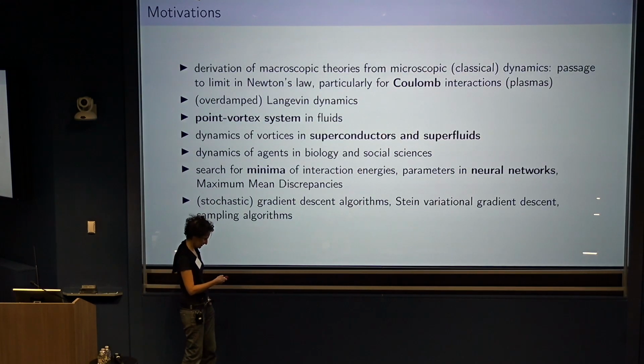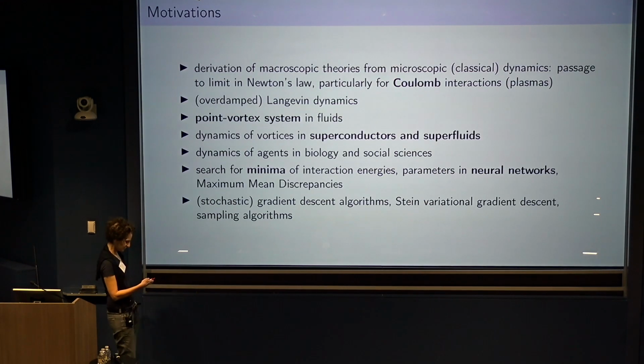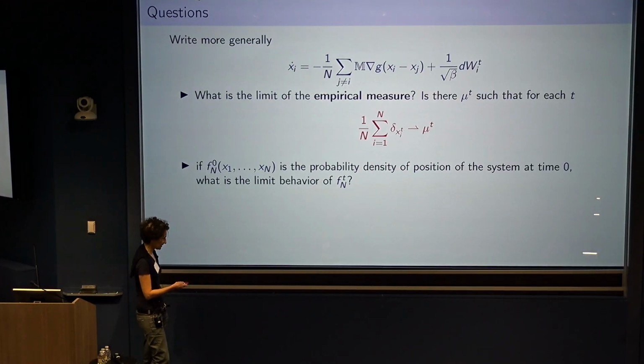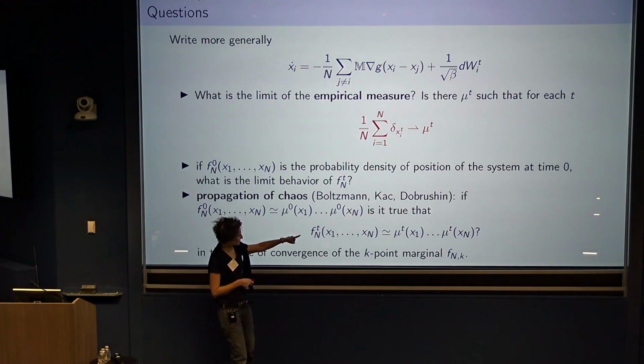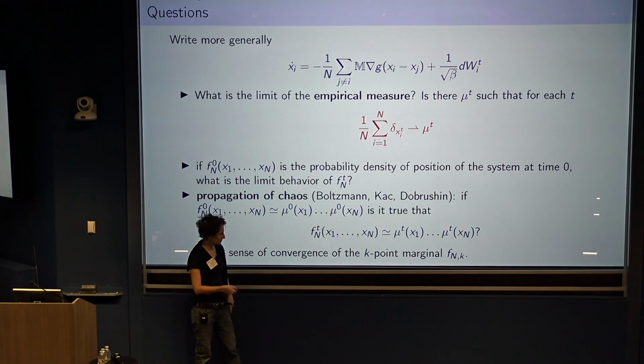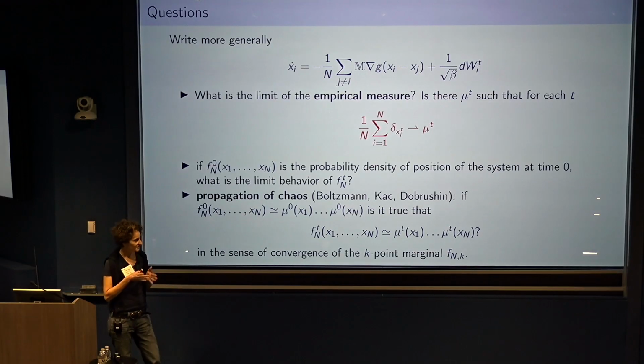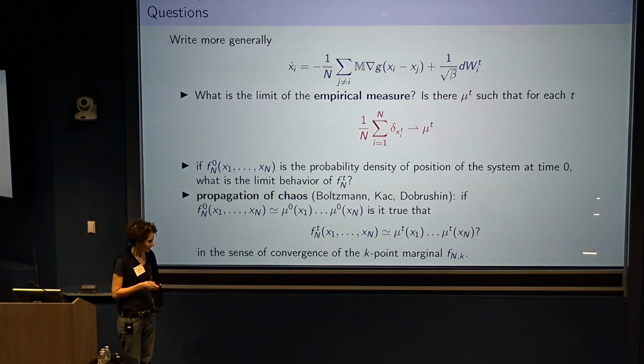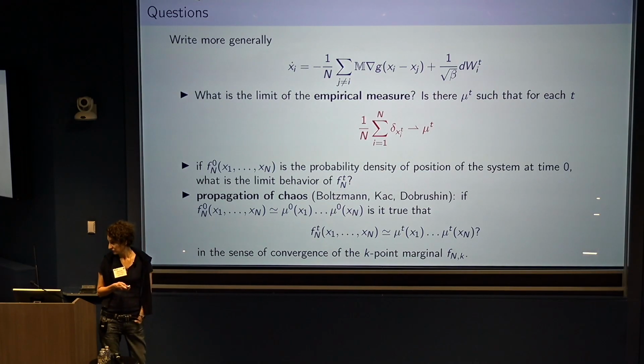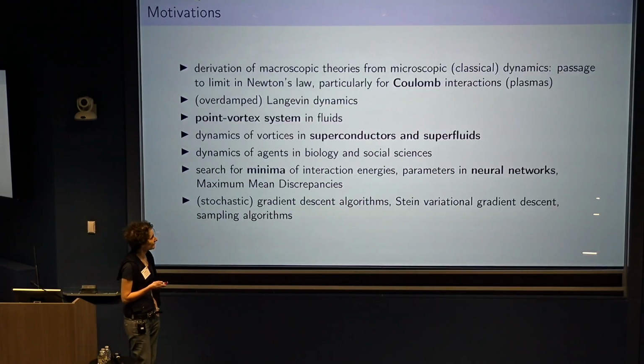And this relation here should be understood in closeness of the k-point marginals, f_k^N. So f_k^N are the probability densities restricted to k points. And these are the things that for fixed k will converge as N goes to infinity. So if you have any questions, you can feel free to interrupt, of course. I hope the setup is clear.